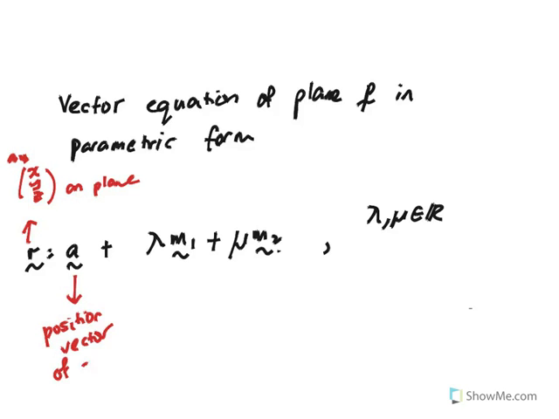of a point on the plane, and these two, M1 and M2, are two non-parallel vectors. Okay, they need not lie on the plane, because direction vectors lie freely in space, they need not lie on the plane.